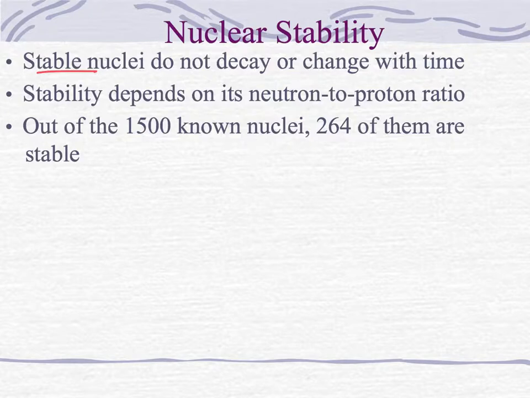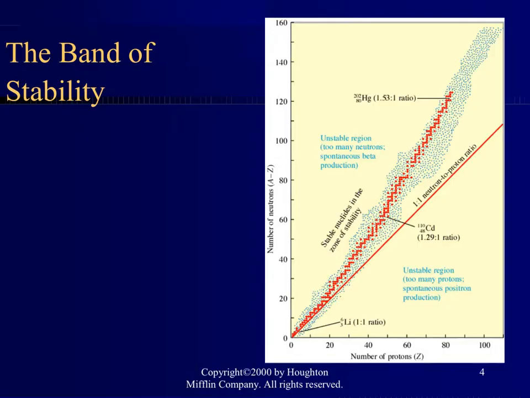Look, there are 1,500 known nuclei, so that means including all of the isotopes, and out of that 1,500, only 264 of them are stable. So the majority of the nuclei that are found are actually radioactive, and very unstable.